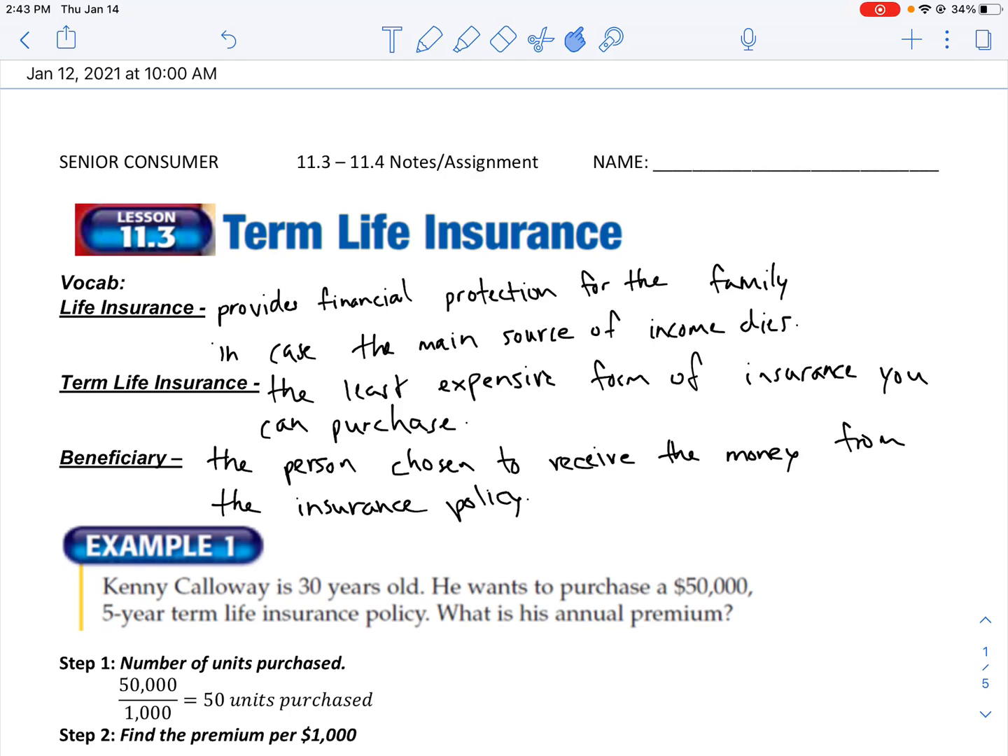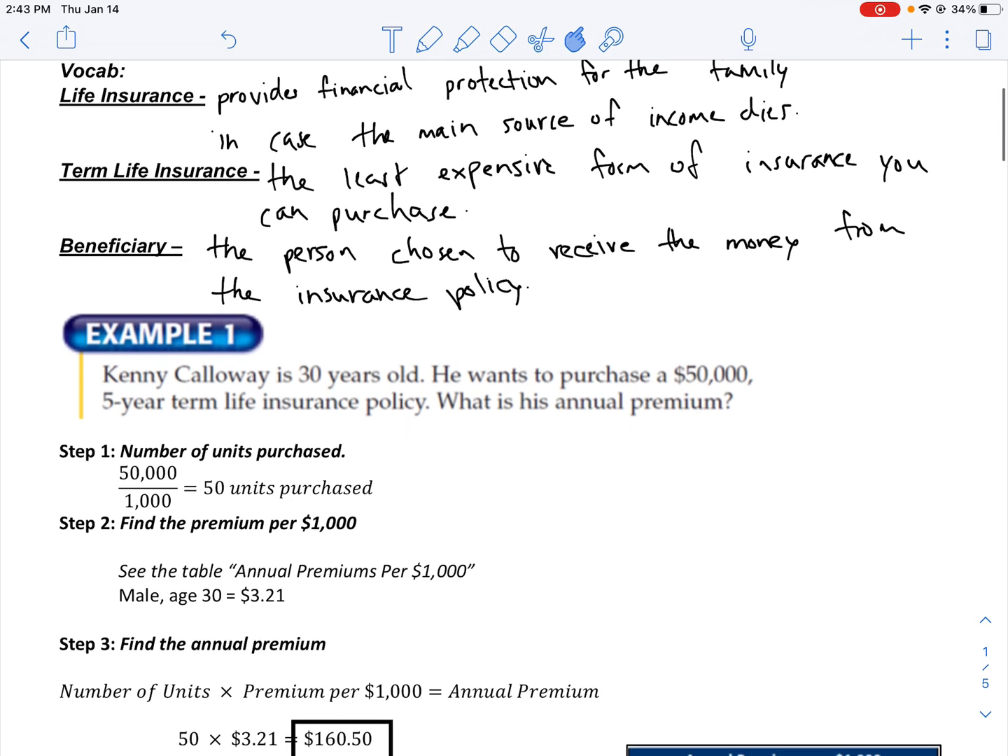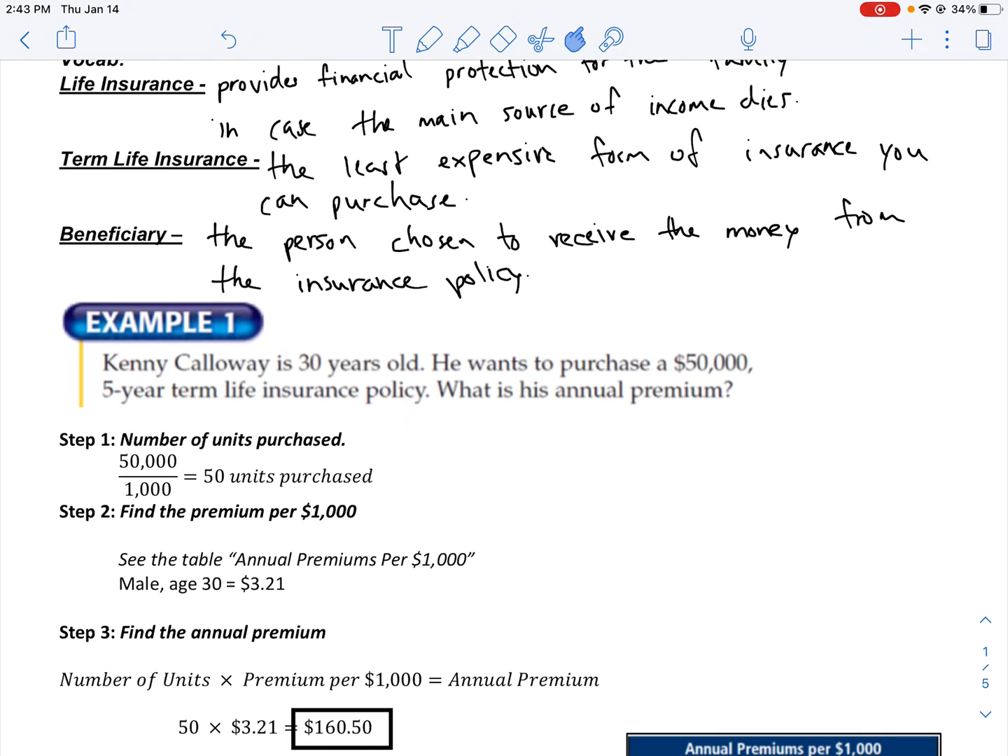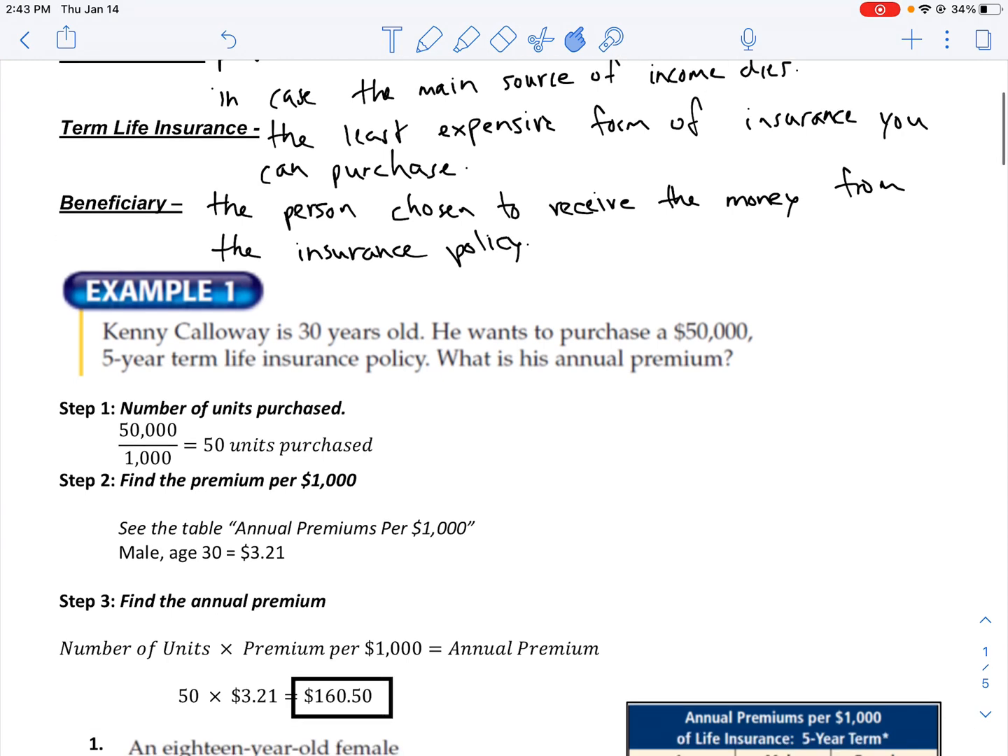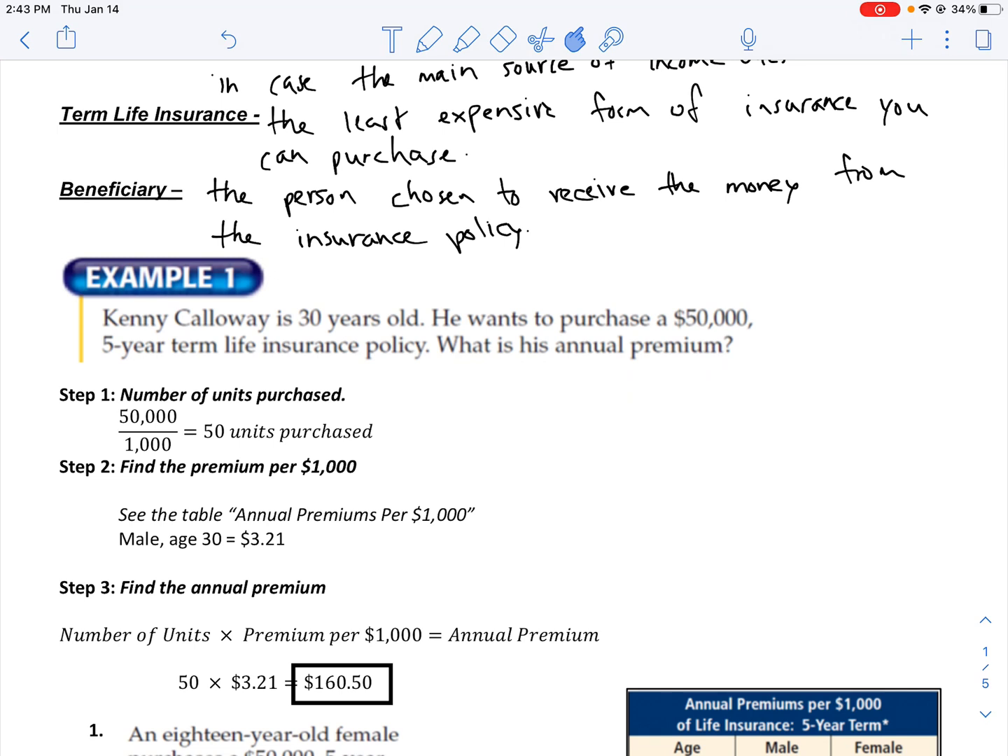All right, so the first one we're looking at is Kenny Calloway. He's 30 years old. He purchases $50,000 of 5-year term life insurance. We want to know his annual premium. So what we want to do is figure out the number of units. Now, for all of the examples today, we're going to be selling them in $1,000 units. Now, you might notice it's 50 and this is 50,000. So kind of a shortcut is to just cross out your last 3 zeros.